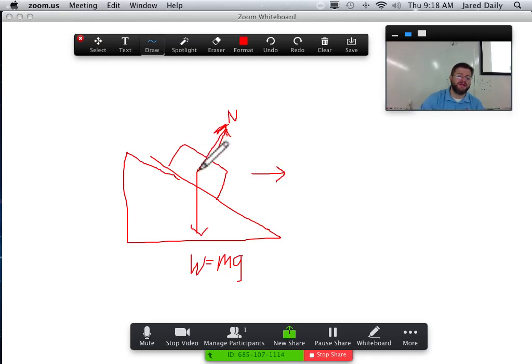And if you remember when we did this before, we talked about the fact that part of our weight is counteracting the normal force, right? And part of it is being taken care of in some other way. So this part right here, this is the part that's trying to make the car go down the track, right?